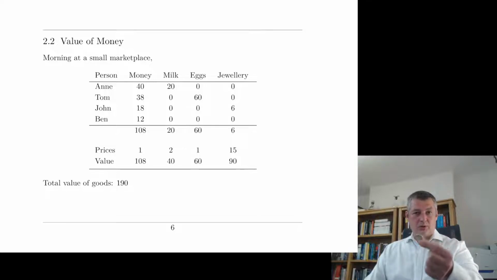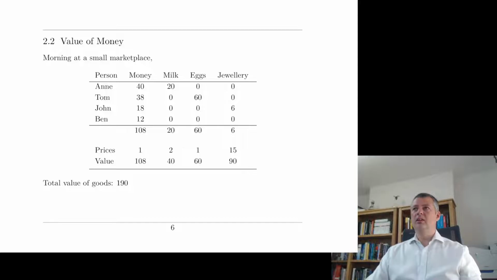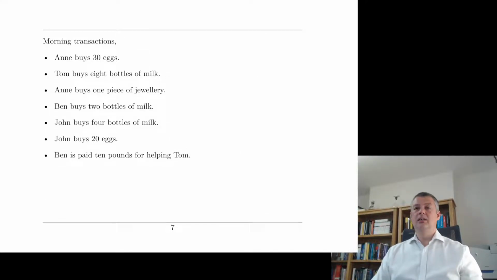I could give this to the grocer, who can give it to the postman. So our market day begins, and Anne goes to buy 30 eggs because she really likes eggs. Tom buys 8 bottles of milk because he's got a lot of kids and they need milk. Anne takes some of that money and goes to buy herself a piece of jewelry. Ben buys 2 bottles of milk from Anne. John buys 4 bottles of milk and another 20 eggs.